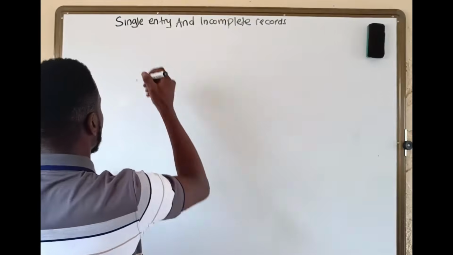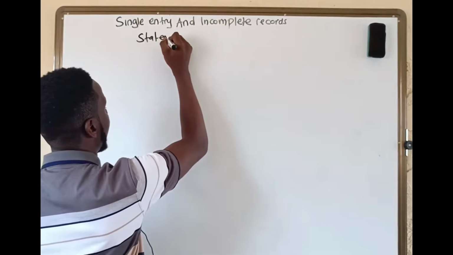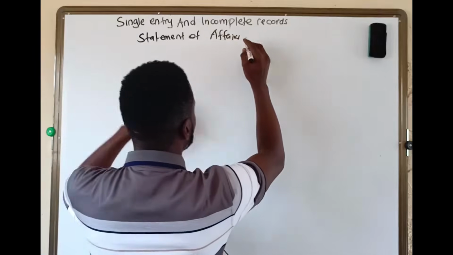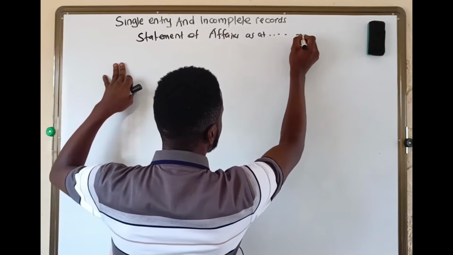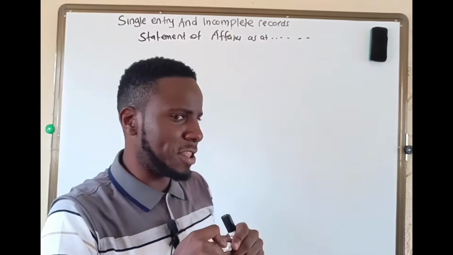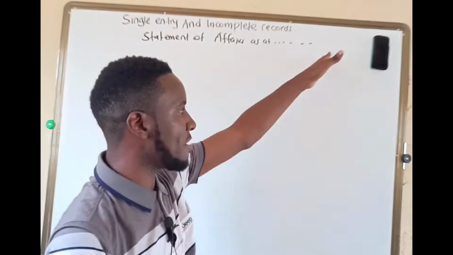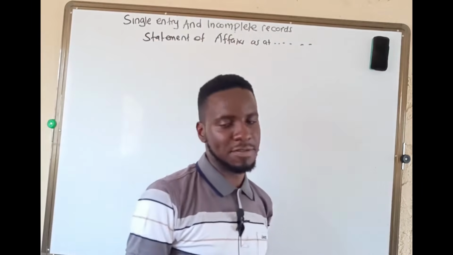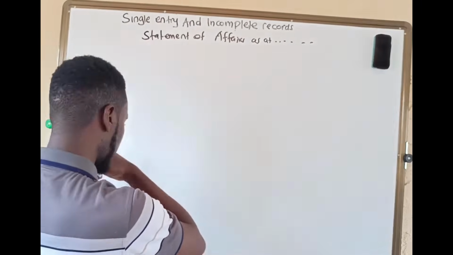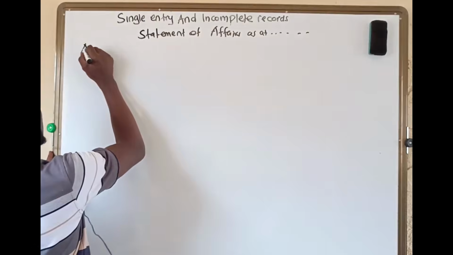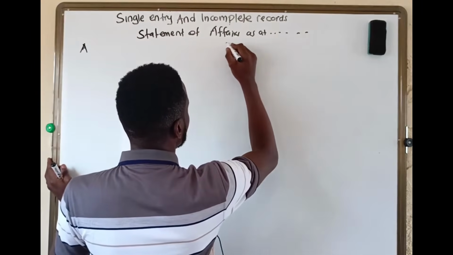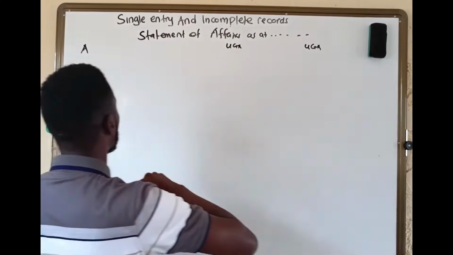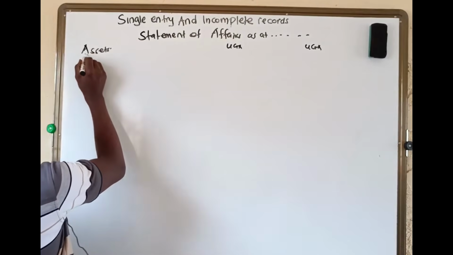Let me show you how it's done. Our statement of affairs. Statement of affairs as at, then you put the date. If you're working for the opening capital, you put 1st January, of whatever year I've given you. If it's at the closure of the year, 31st December, and the year I've given you. Here we shall have our Uganda shillings, cash, and we shall begin with our assets.